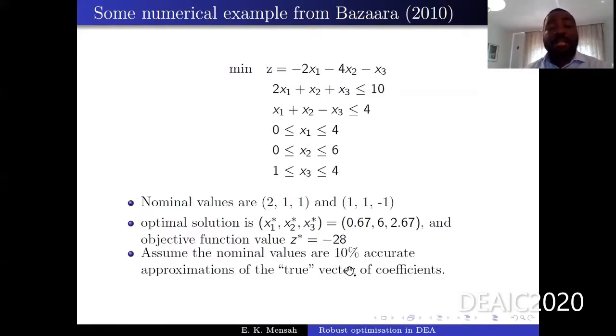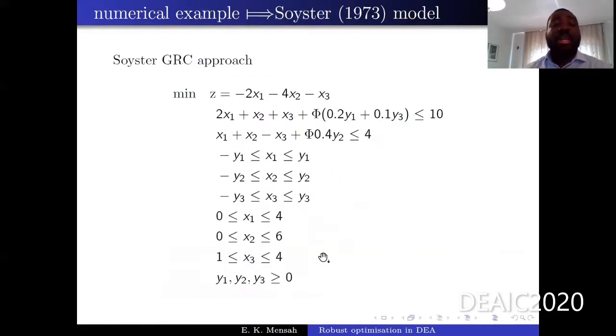Now, let's assume that the nominal values are 10% accurate approximation of the true vectors of the coefficients. For the first constraint, we'll consider the first term and the third term to be the uncertain items, and also for the second constraint, we'll consider the second term. Now, when we formulate the robust counterpart using the Soyster approach, this is what we got, which will involve a situation whereby the decision variables will have negative variables here, which may not be wanted.